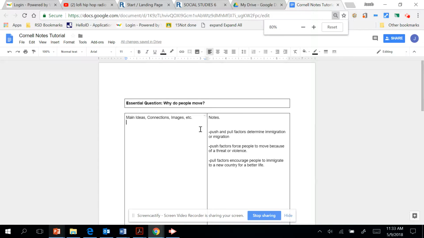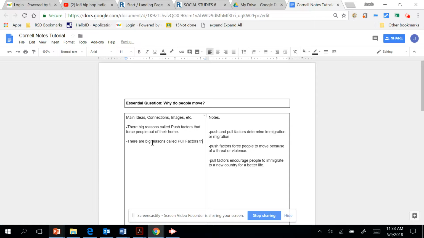I'm going to look closer at some of the main ideas or connections that I might have. The main ideas I'm seeing are there are big reasons called push factors that force people out of their home. I might also say that there are big reasons called pull factors that attract people to new places. That's the main idea. Some connections that I might make: this makes me think of Mexican immigrants who come to the US hoping for work. This also makes me think of refugees from Syria who are coming here to avoid the civil war there. That's what I've written down as my main idea.